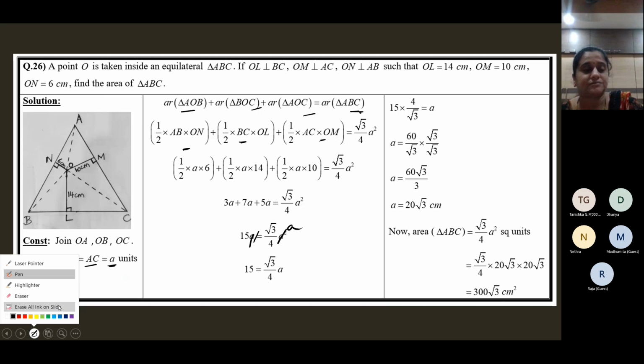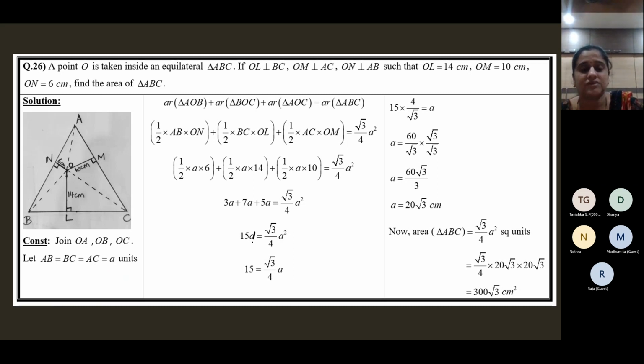Then we know AB, BC, AC are all equal to A units because in an equilateral triangle all sides are equal. So you get 15A is equal to root 3 by 4 A square. So A and this A square will cancel, and you'll have 1A on one side. So 15 is equal to root 3 by 4 A.